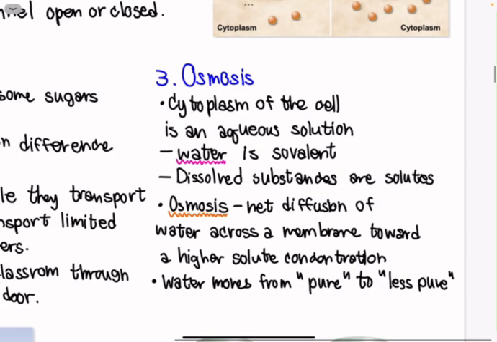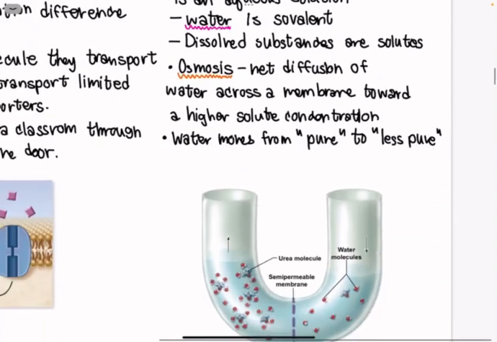Third, osmosis. The cytoplasm of the cell is an aqueous solution. Water is the solvent. Dissolved substances are solutes. Osmosis is the net diffusion of water across a membrane toward a higher solute concentration. Water moves from pure to less pure, like this.